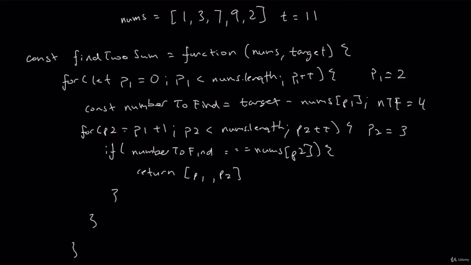And now we're going to step through our iteration again. Our number to find is 4. Is this equal to nums at P2, which is 3? 9 is not equal to 4. So that means that we hit the end of this check and we increment P2 to 4.